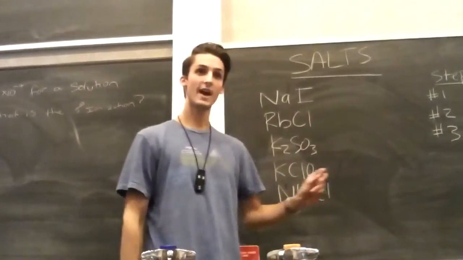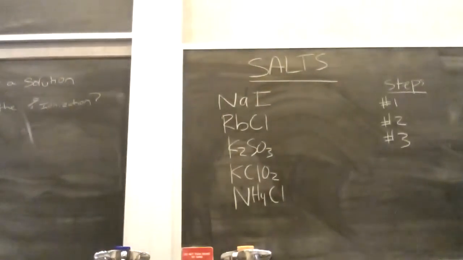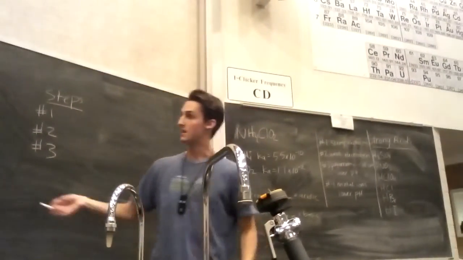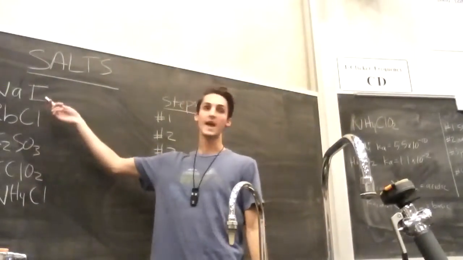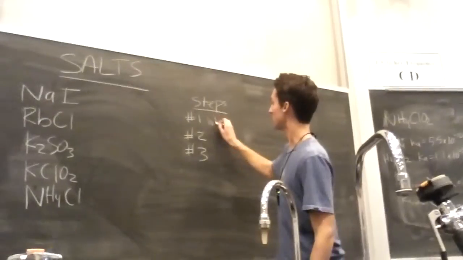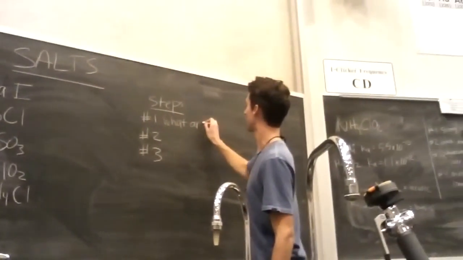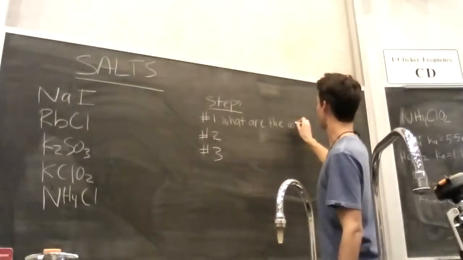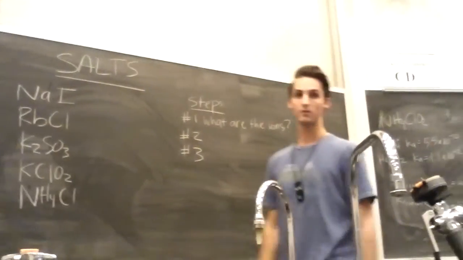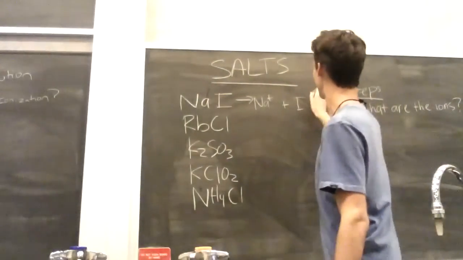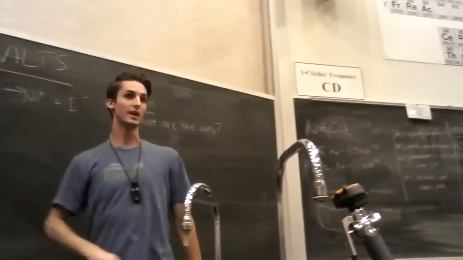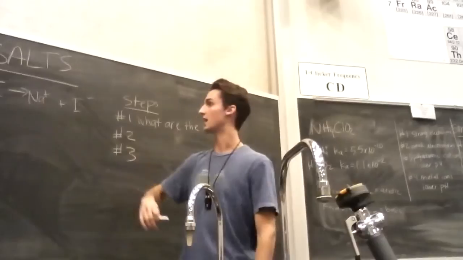So the first step that I always do when I encounter a salt is I think, what are the ions? If this was to break into ions, what would be the ions produced? So for NaI, what are my ions? Okay, you're right. I would have sodium ion and iodide ion. That should be fairly simple to see what ions are going to break up. There's always going to be a cation and an anion.